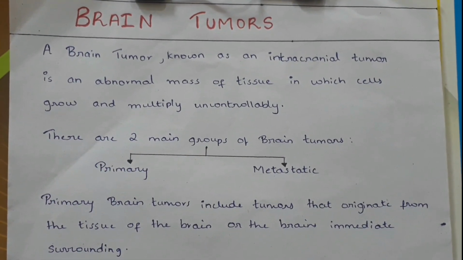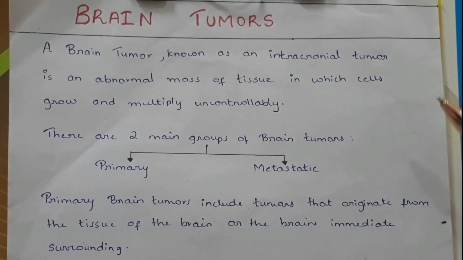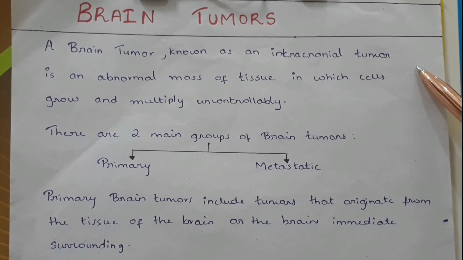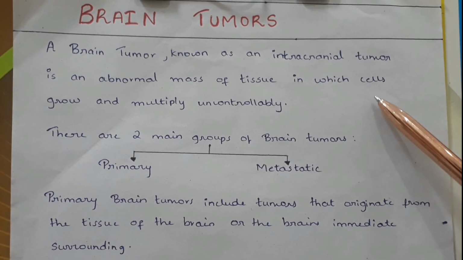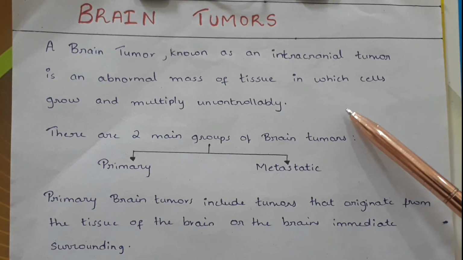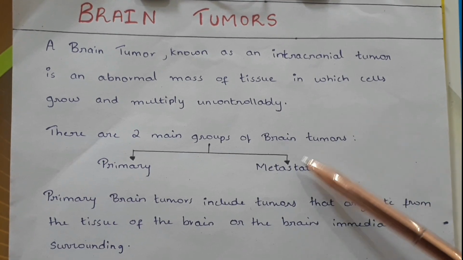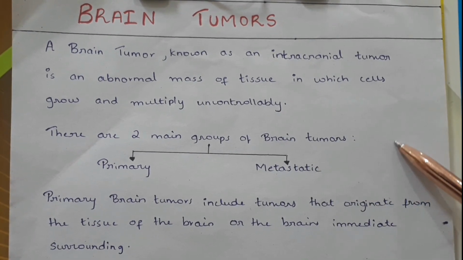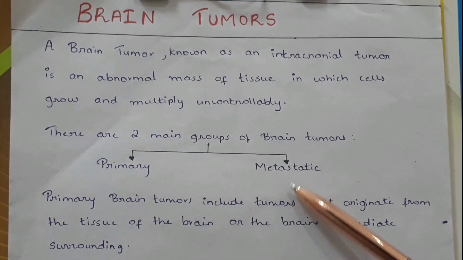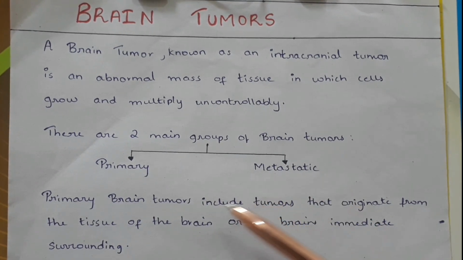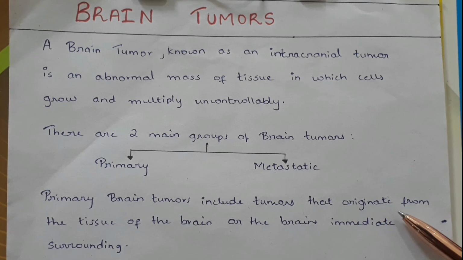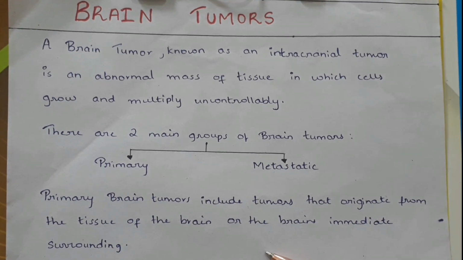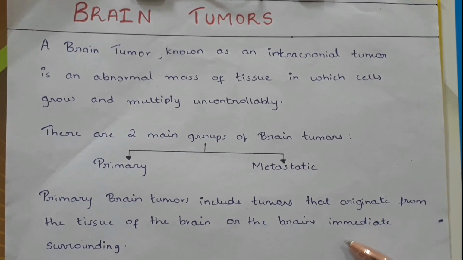Brain tumors. A brain tumor, known as an intracranial tumor, is an abnormal mass of tissue in which cells grow and multiply uncontrollably. There are two main groups of brain tumors, the primary and the metastatic ones. The primary brain tumors include tumors that originate from the tissue of the brain or the brain's immediate surrounding.